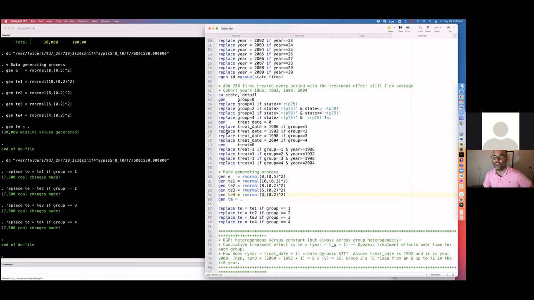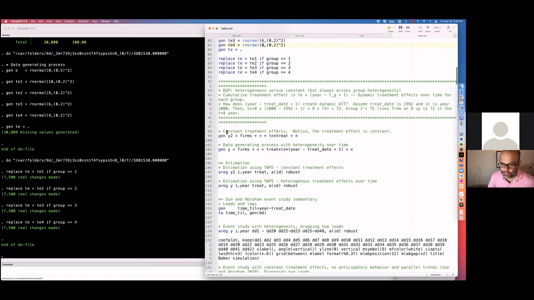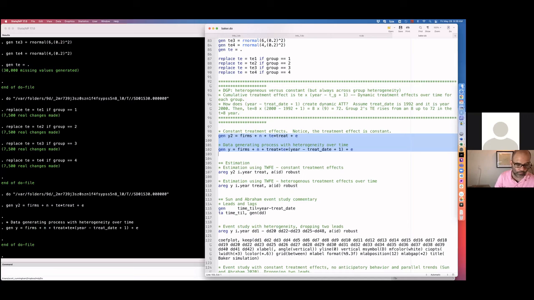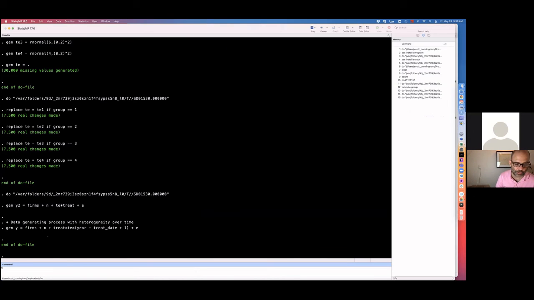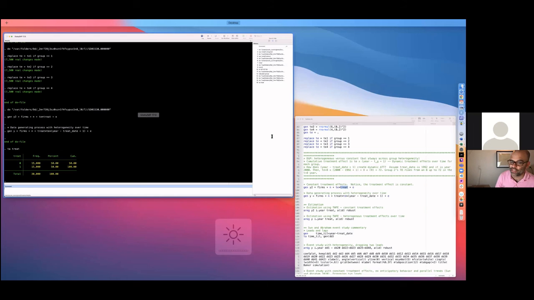Let's generate outcomes here for 2 situations. One with constant treatment effects. This here is constant treatment effects. Each group is going to be treated, yes or no, and then they're going to be treated with a treatment effect of 10, 8, 6, or 4.